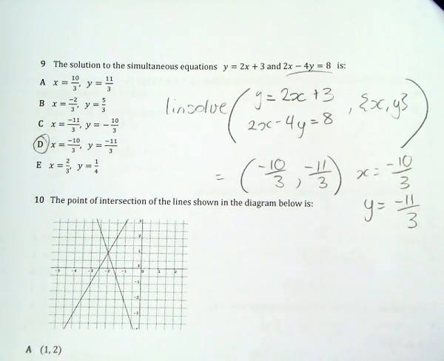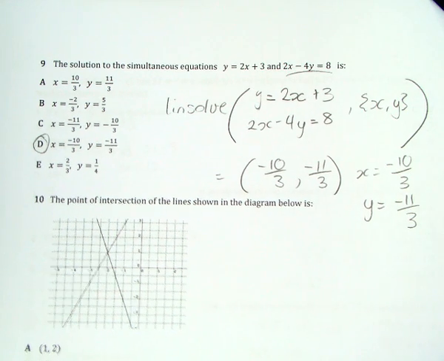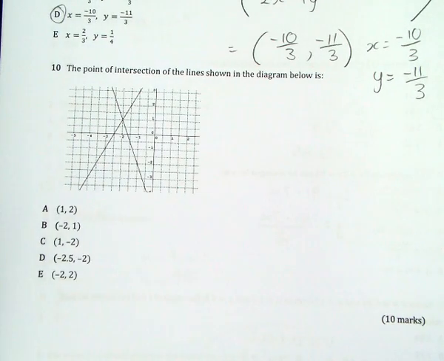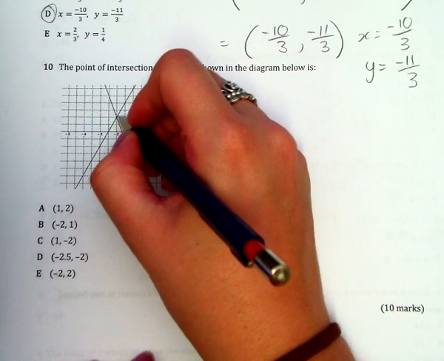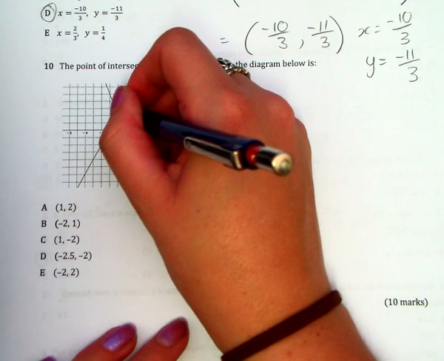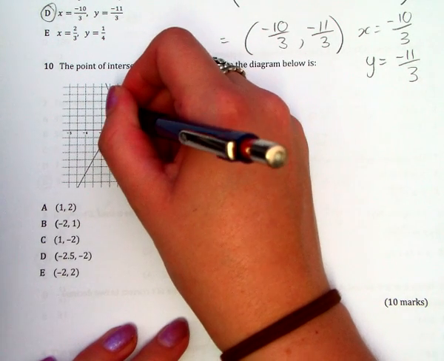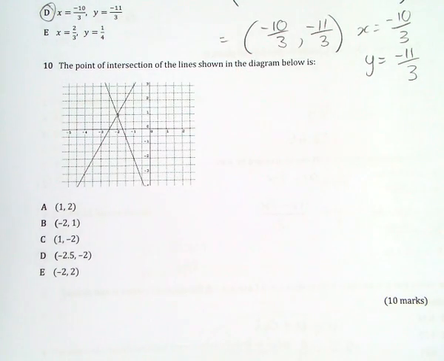Question 10. The point of intersection of the lines shown in the diagram below is. So what we need to look at is, well, what is the point of intersection firstly? We know that the point of intersection is where the two graphs actually cross each other. So right in this middle bit here. Okay, that's where the two graphs intersect.